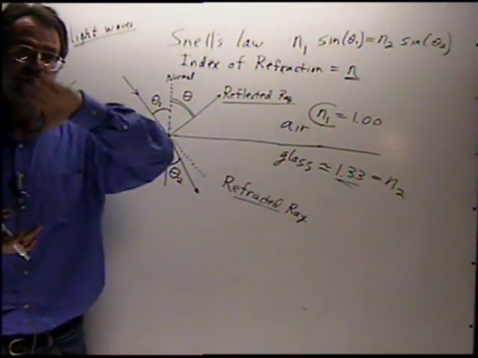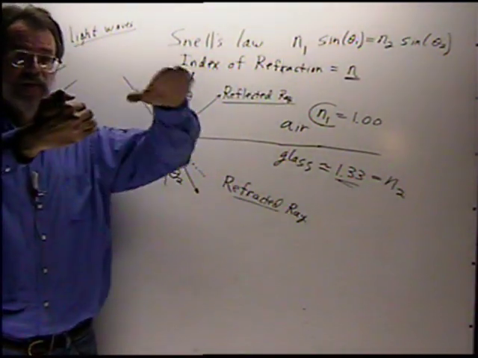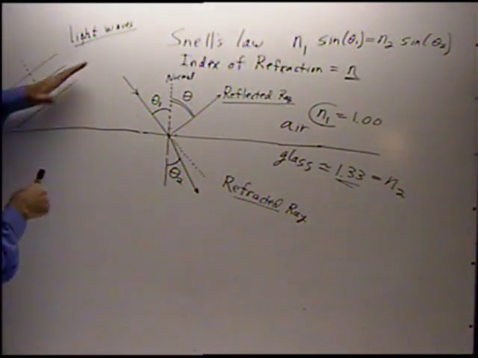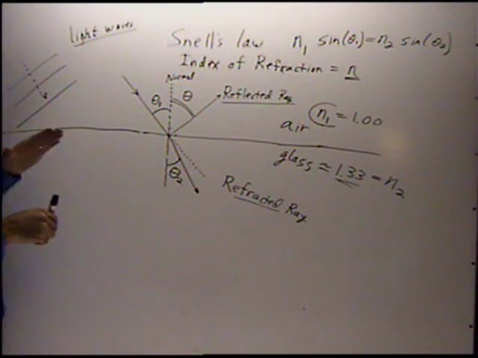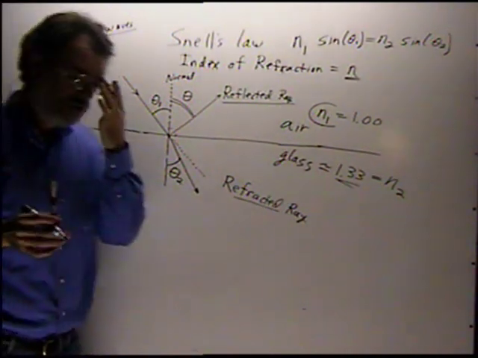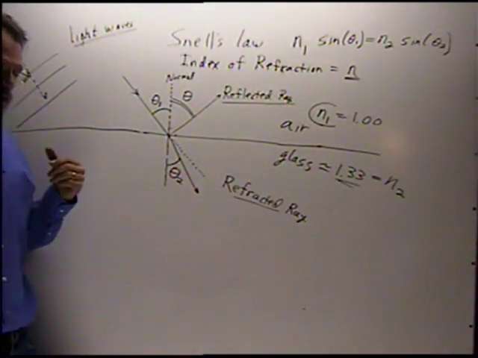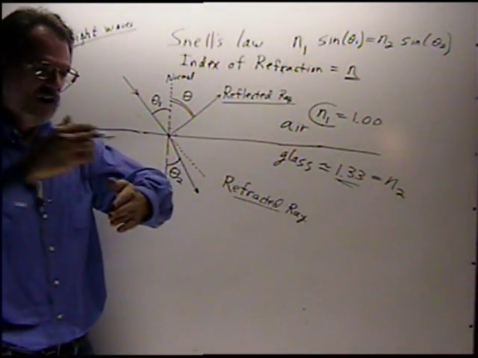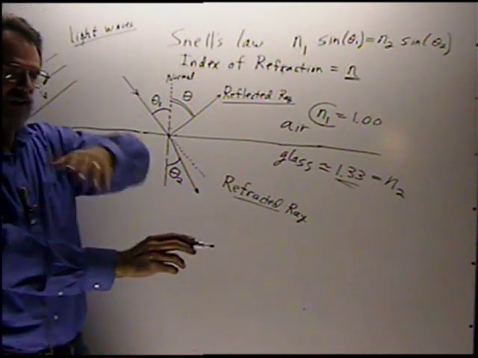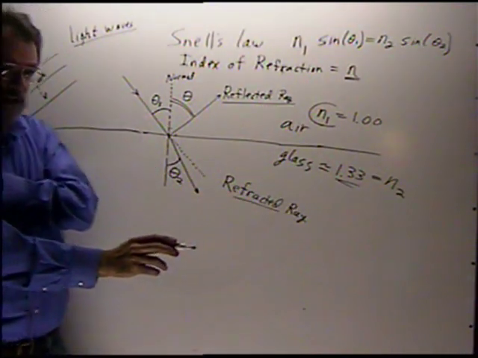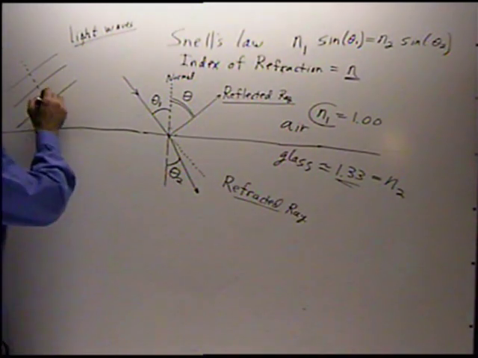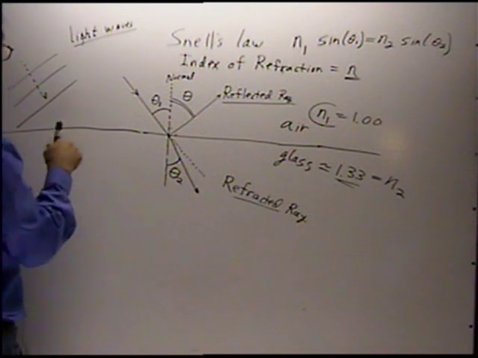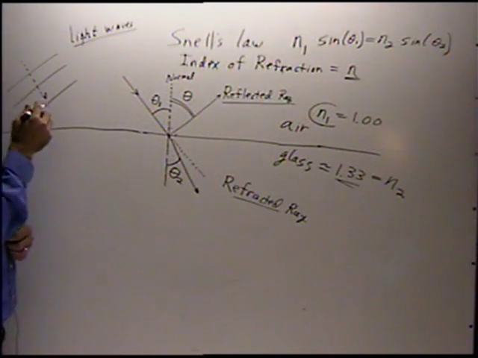So lines represent the peaks of the wave. If the wave is traveling this way, then the wave peaks are perpendicular to that, just like an ocean wave. If the ocean wave is traveling this way, the wave peaks are lined up perpendicular: a wave, a wave, and a wave back behind it. So the wave is perpendicular to the direction it travels, this being a transverse wave.